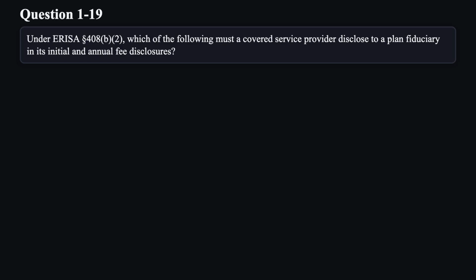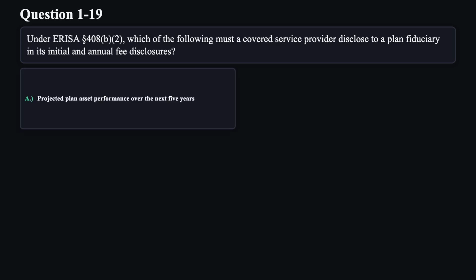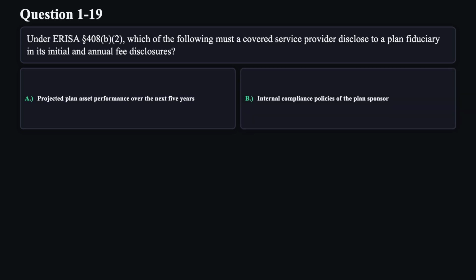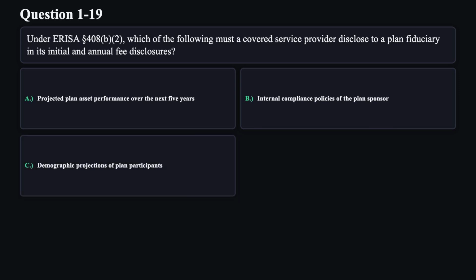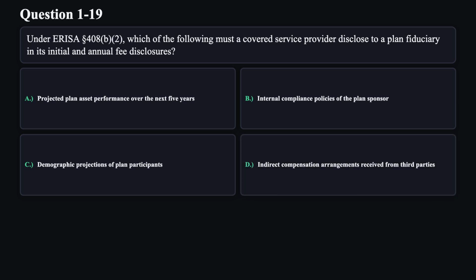Question 19. Under ERISA Section 408(b)(2), which of the following must a covered service provider disclose to a plan fiduciary in its initial and annual fee disclosures? A. Projected plan asset performance over the next 5 years. B. Internal compliance policies of the plan sponsor. C. Demographic projections of plan participants. D. Indirect compensation arrangements received from third parties.